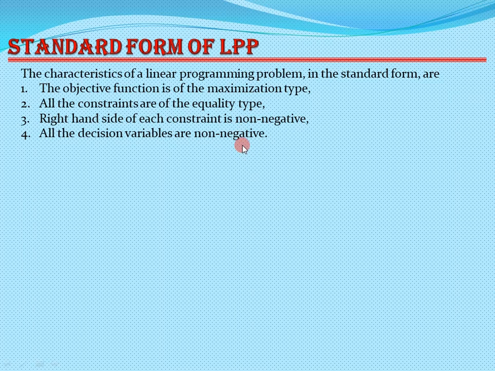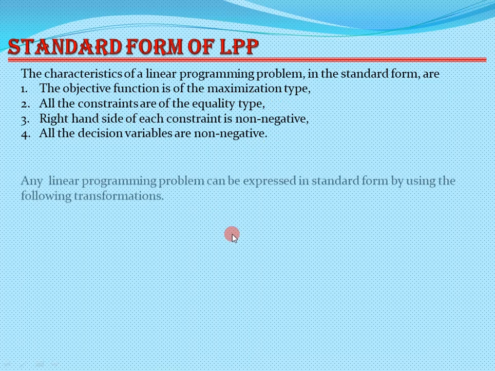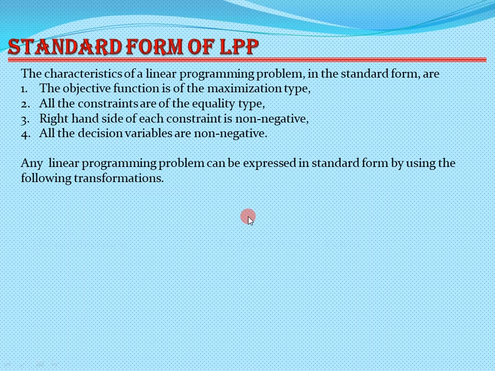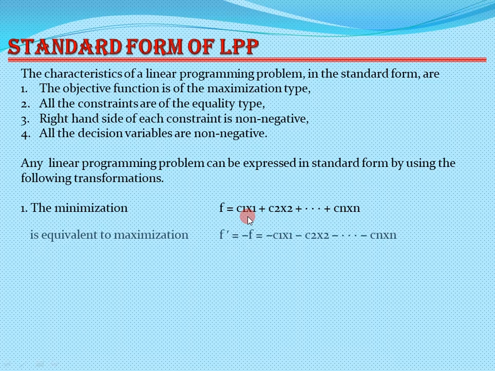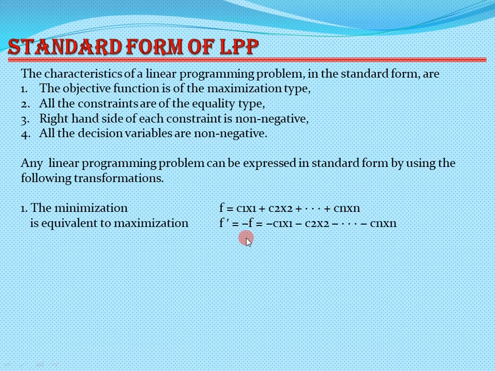So this is the standard form of LPP, and if the standard form is not given, then we have to convert the given problem into its standard form. That is, if the objective function is of minimization type, then it can be converted into a maximization by multiplying by -1 on both sides. You can see here this equation is of the minimization type, and by multiplying it by -1 on both sides, we can easily convert it into maximization form.